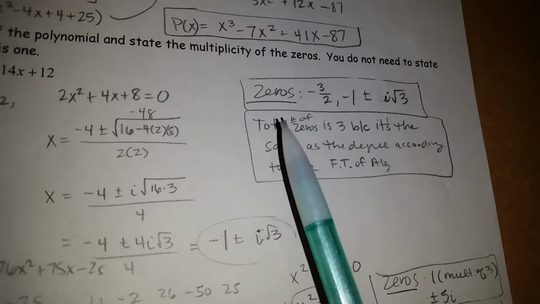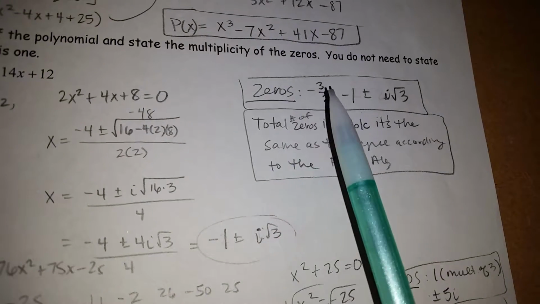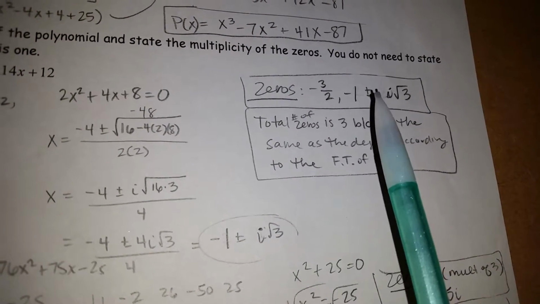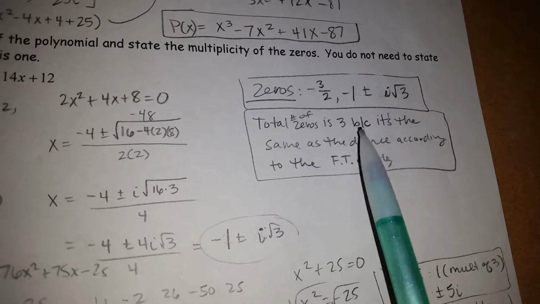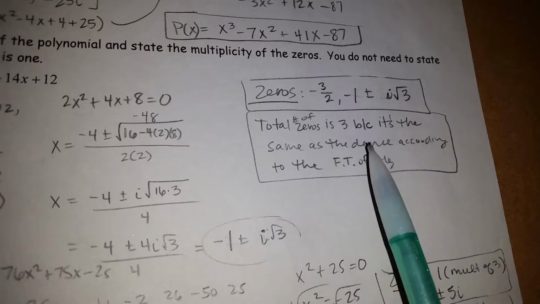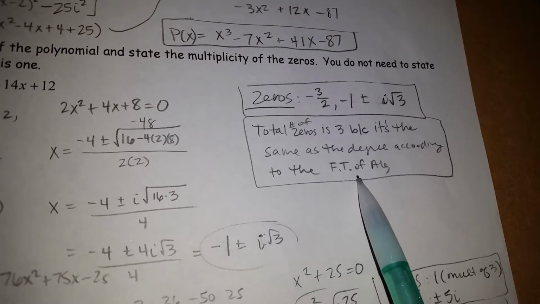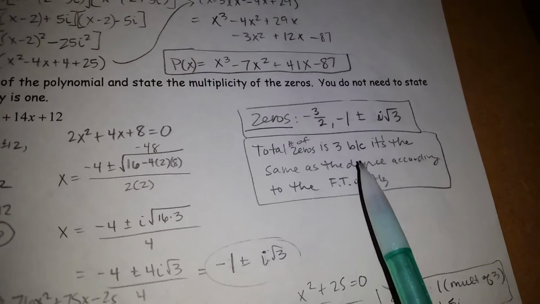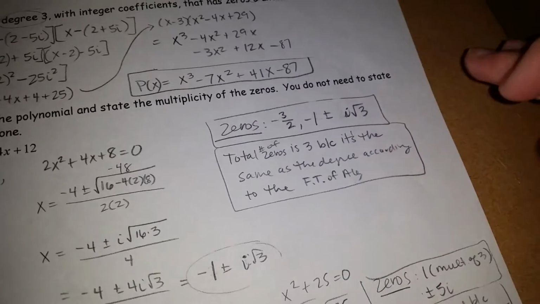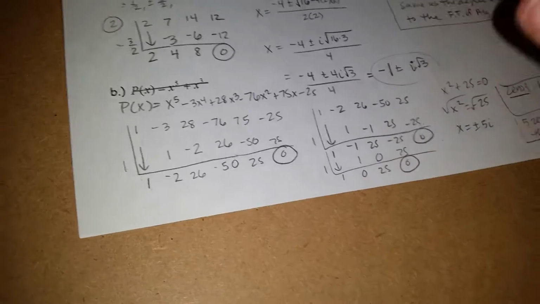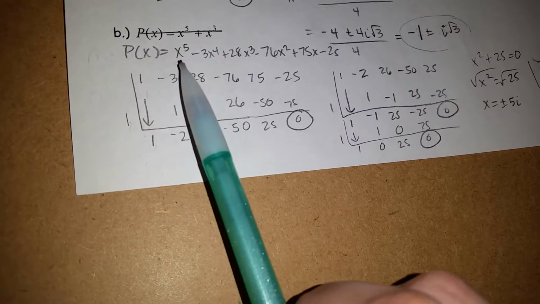Okay, so for my zeros, it's negative 3 over 2, and then negative 1 plus or minus i root 3. My total number of zeros for this is 3 because it's the same as the degree, which is according to the fundamental theorem of algebra, which we have talked about. So there aren't any multiplicities here, and that's fine. All right, and then for B, we're doing the same thing.